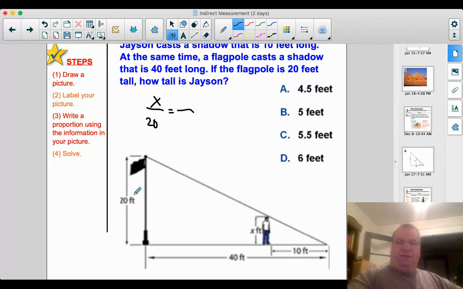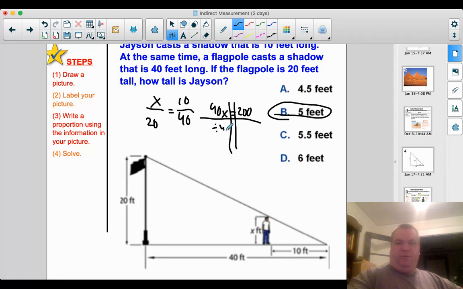Then looking at the other side, we started with Jason's height, so Jason's shadow is 10 feet. The flagpole shadow is 40 feet. Again, you might notice this is twice as big as that, so this should be twice as big as that. So it's going to be 5. You can go through the motions if you don't see that. 40x equals 200. Divide by 40. You get x equals 5.